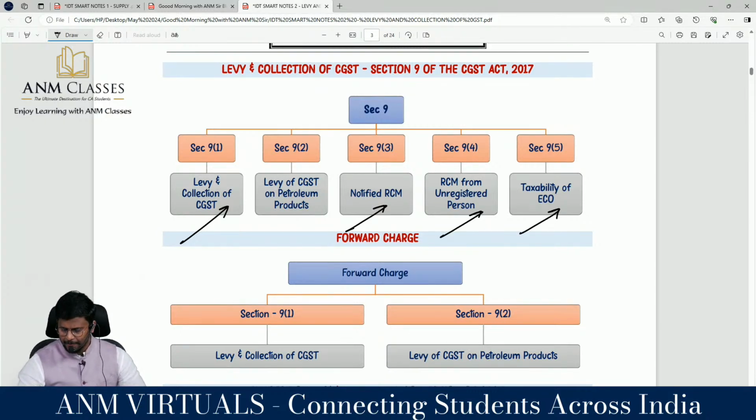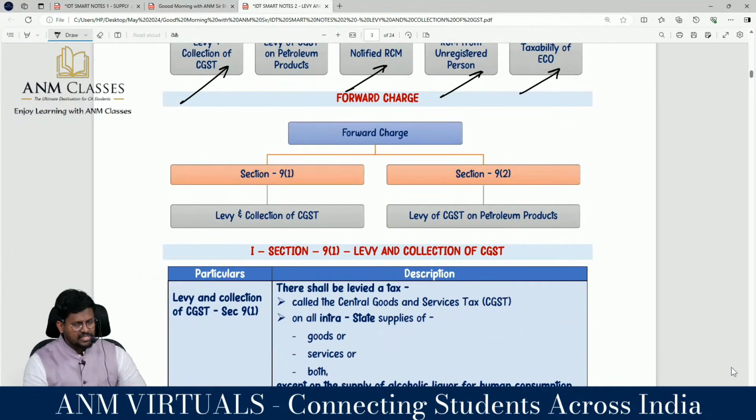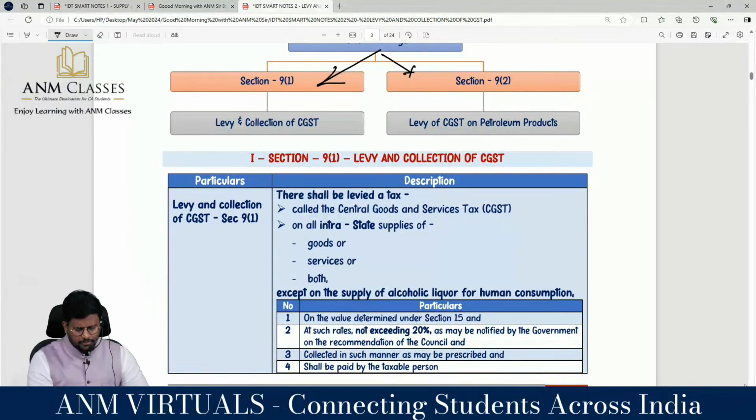What is 9(5)? Sir, section 9 can be classified into 3 categories. One is forward charge, other is reverse charge, other is eco charge. Correct? With regard to forward charge, 9(1) and 9(2). 9(1) is levy and collection of CGST, whereas 9(2) is levy of CGST on petroleum products.